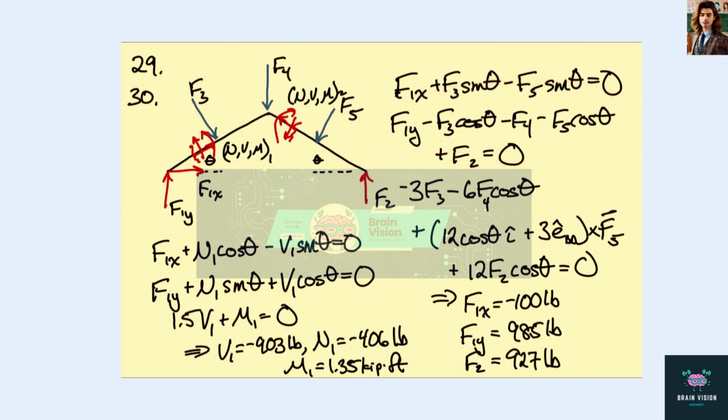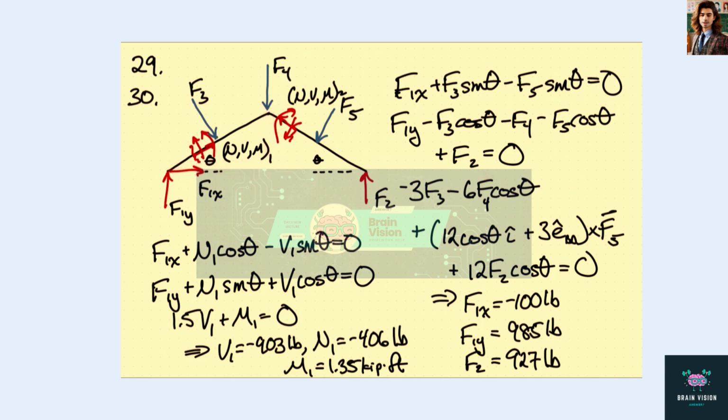And now for moments, we have the moment from F3. So we just basically need to take the moment arm, because it's perpendicular to this. The moment arm here is 3 feet. For F4, we need this distance here, so that's 6 cosine theta times F4.